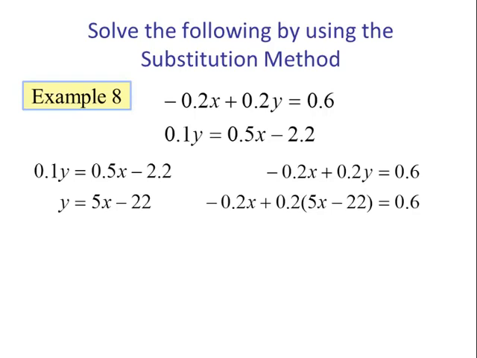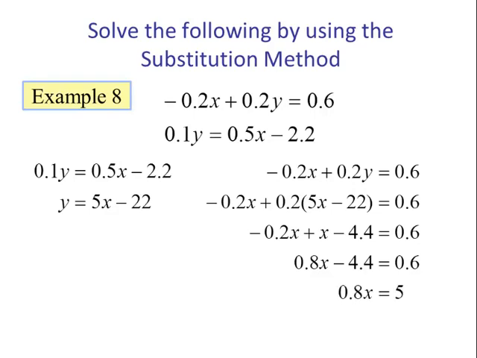Making the substitution and using the distributive property, we now have negative 0.2x plus 1x minus 4.4, and that equals 0.6. Combining like terms, negative 0.2 plus a positive 1 makes a positive 0.8 times x minus 4.4 equals 0.6. Adding 4.4 to both sides, we have 0.8x equals 5. Dividing by 0.8, we see that x is 6.25.